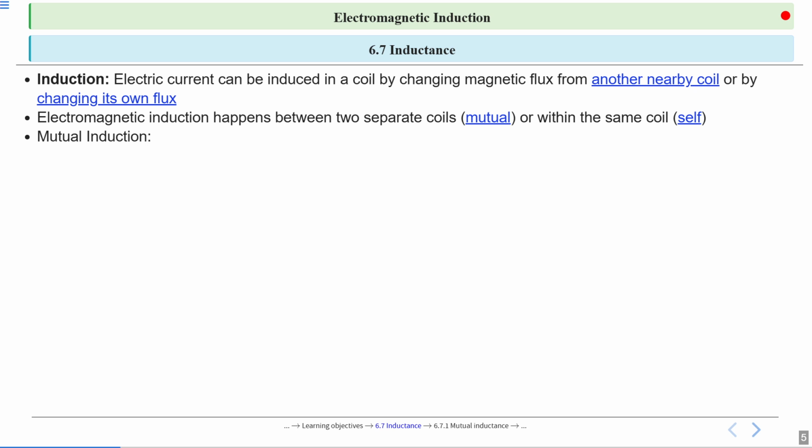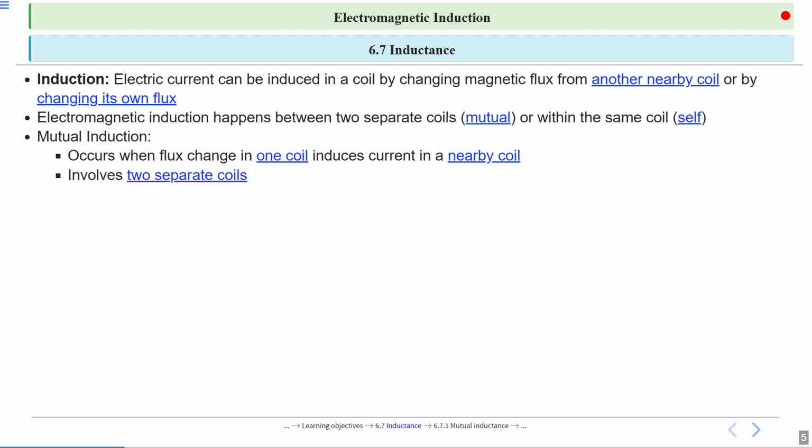So what is mutual induction? It occurs when flux change in one coil induces current in the nearby coil. There are two coils: we change magnetic flux in one coil and current will be induced in the nearby coil. It involves two separate coils.